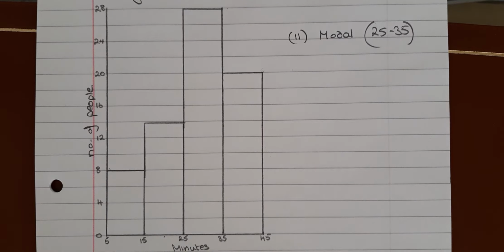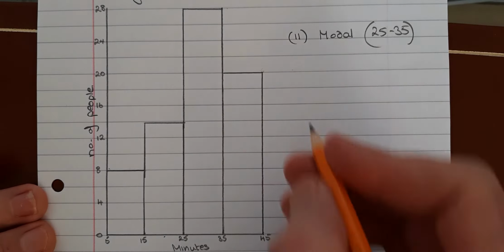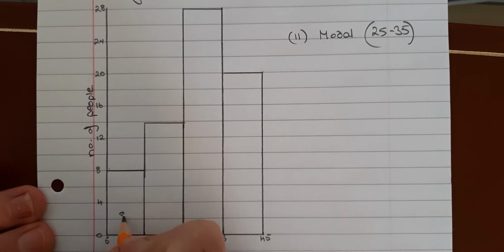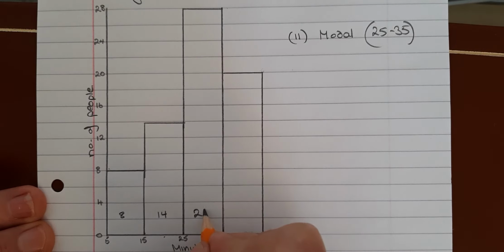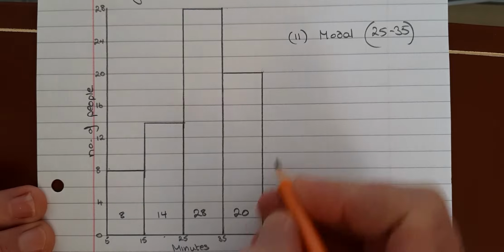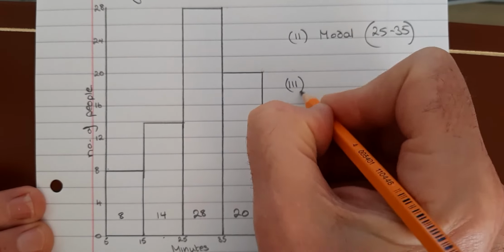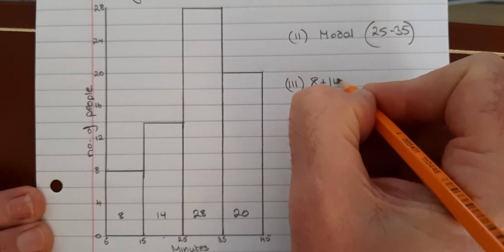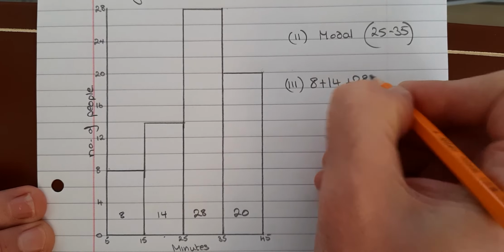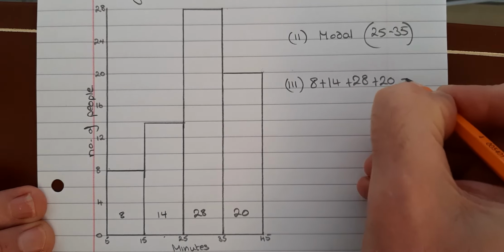Part 3. In which interval does the median lie? So the median is the value halfway through the distribution. To find this, we need to find the total number of people. So we have 8, 14, 28, and 20. So we add them together. 8 plus 14 plus 28 plus 20, and that's equal to 70.